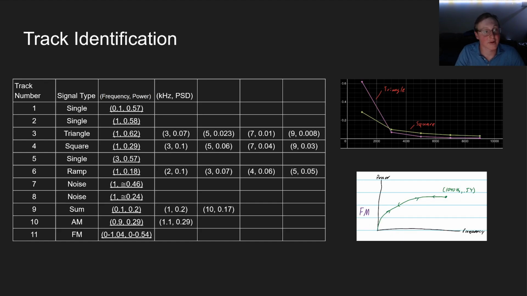Part of this lab consisted of track identification. This included labeling 11 different tracks based on which frequencies and peaks they corresponded to. So this is shown in the chart on the left, where we can see that each set has a frequency and power point, and that singular sine waves have one frequency and one corresponding power.